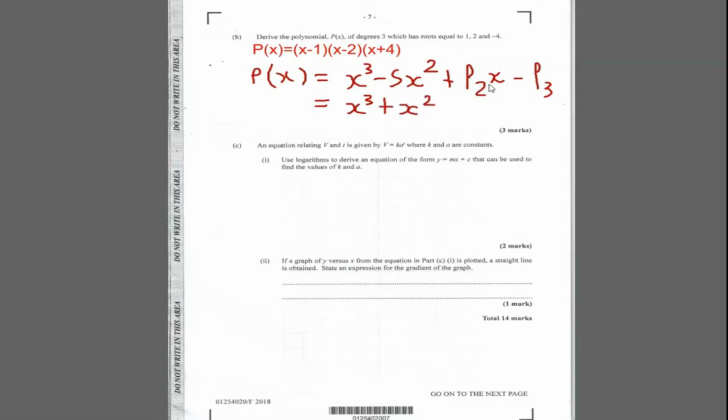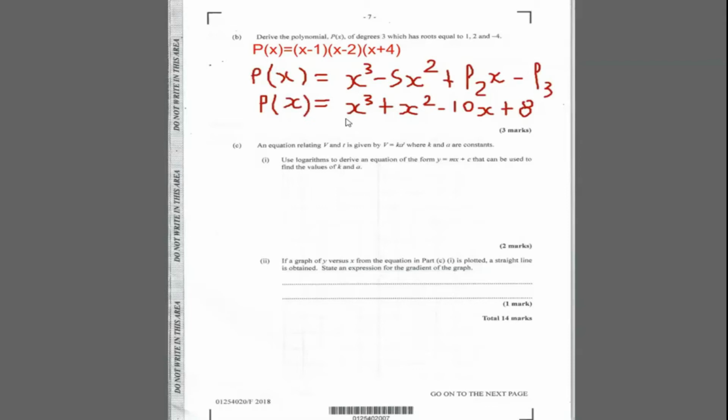Now we have the product by 2, which means we multiply 1 times 2 plus 1 times negative 4 plus 2 times negative 4. And so we get negative 10. This is minus 10 times x plus the product by 3. So negative 4 times 2 is negative 8, times 1 is negative 8, minus 8 is plus 8. And so p of x is now x cubed plus x squared minus 10x plus 8. That is p of x.